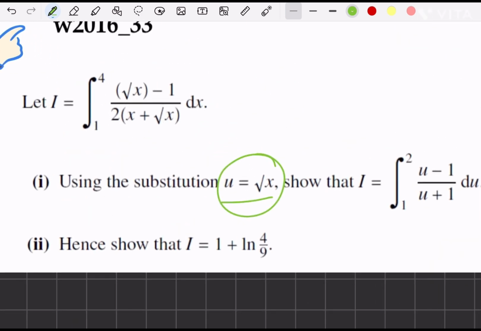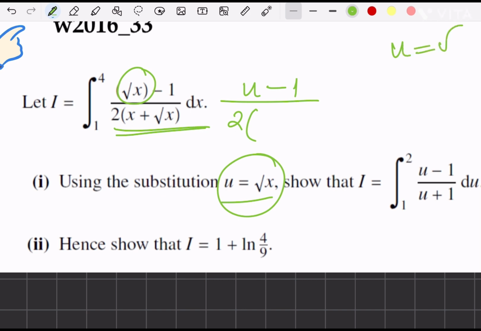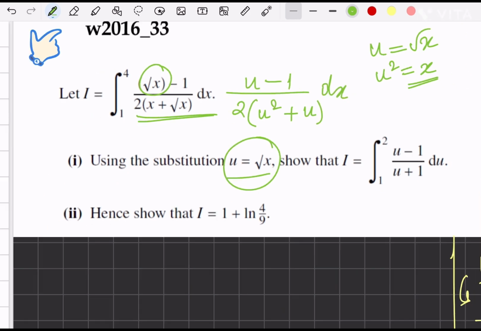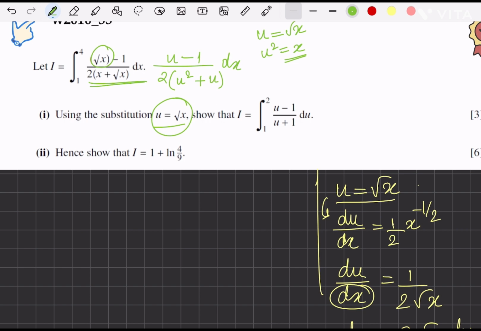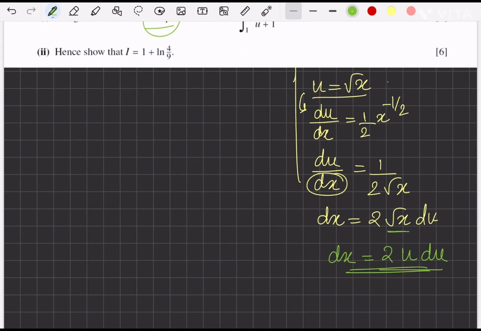Now over here we can see in place of under root of x I can just write u minus 1 over 2 times, and in place of x, I know that u is nothing but root x. So if I square it, it will become x. So hence x is nothing but u square, plus u and dx.